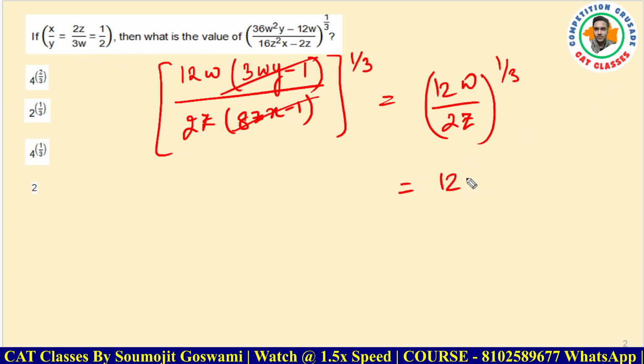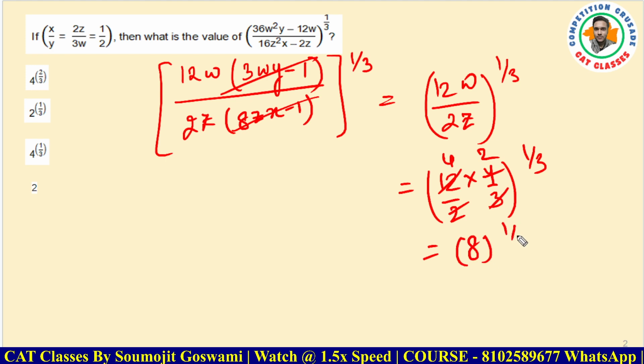I'll directly write it. Now you do basic arithmetic, this becomes 4 2s are 8 raised to the power 1 by 3. Cube root of 8 we all know is 2, so the answer to this question has to be 2. Now for the ones who are actually interested in knowing whether or not this expression actually gets eliminated, I would ask you to just try that out.